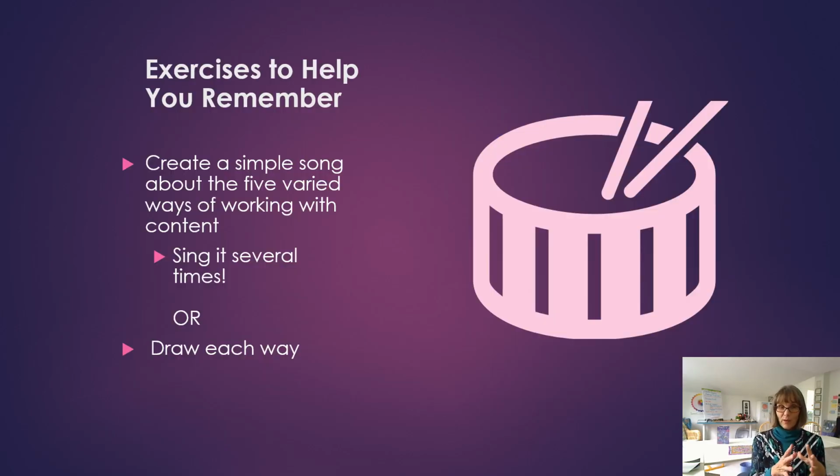And to help you remember that, I'm going to have you participate in a different way yourself. Sing a song. 5 ways to participate. Sing it several times. Or you could draw each way. So just take 1 minute now to come up with a very quick song or a very quick drawing about the 5 ways that you can get people entertainingly engaged in your meetings.